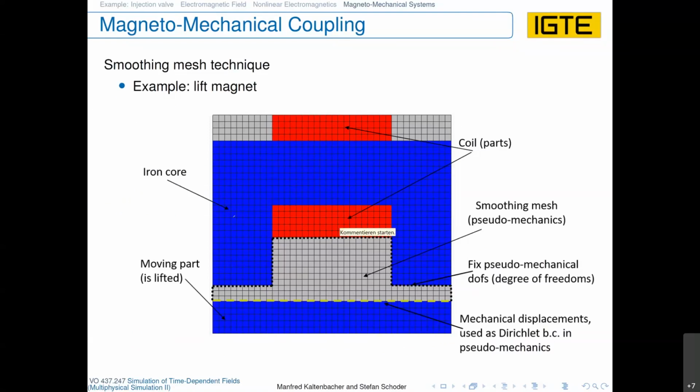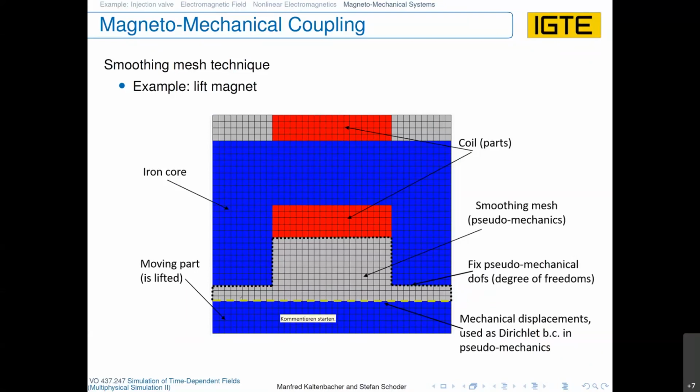We have the iron core, and here the moving part. Due to the electromagnetic forces, when a current is flowing through the coil, a magnetic field will come up, and we will have the so-called pole force, which we will discuss shortly, along the poles here, and which will then lift this ferromagnetic part towards this iron core.